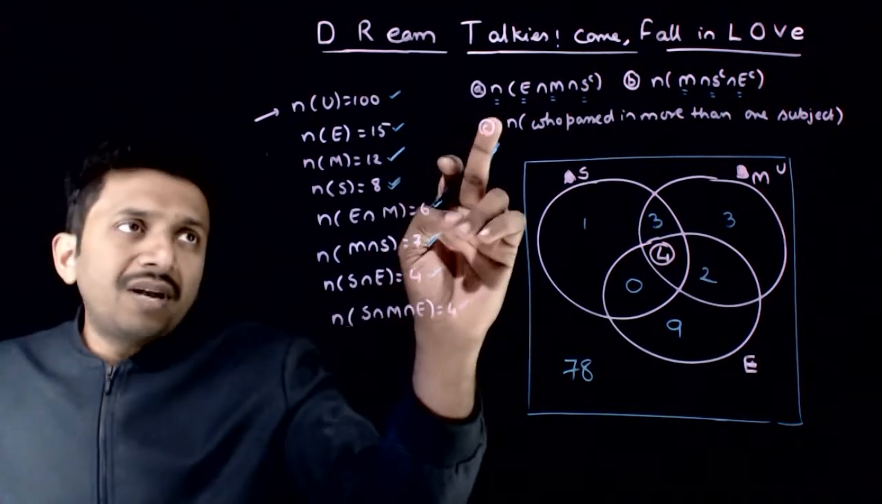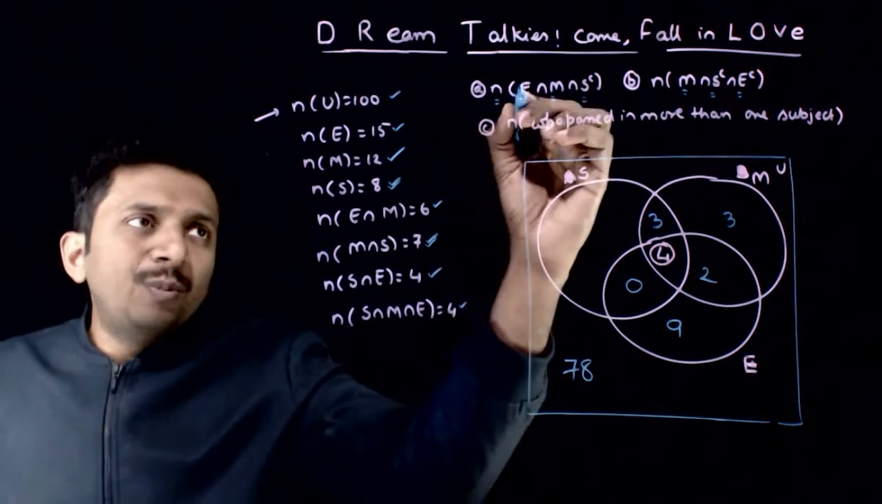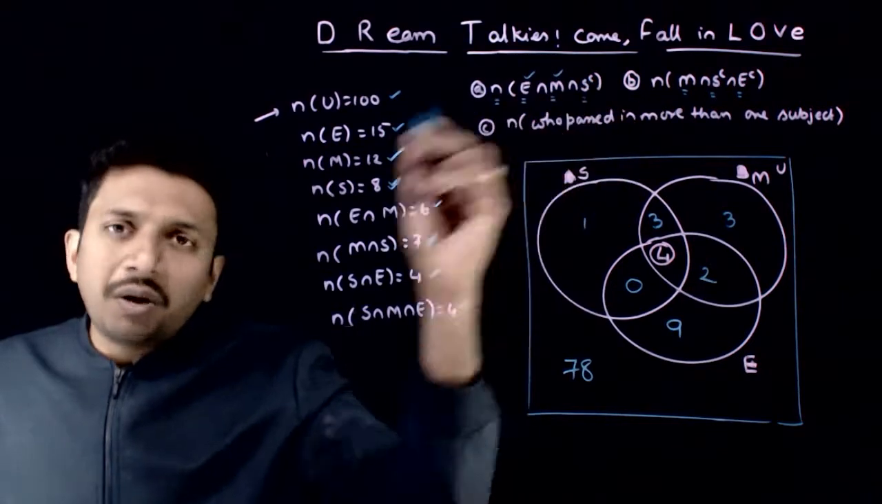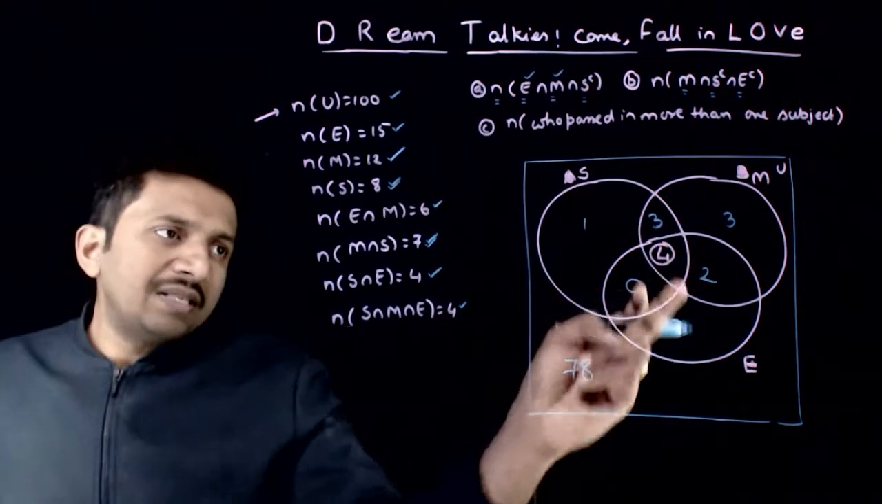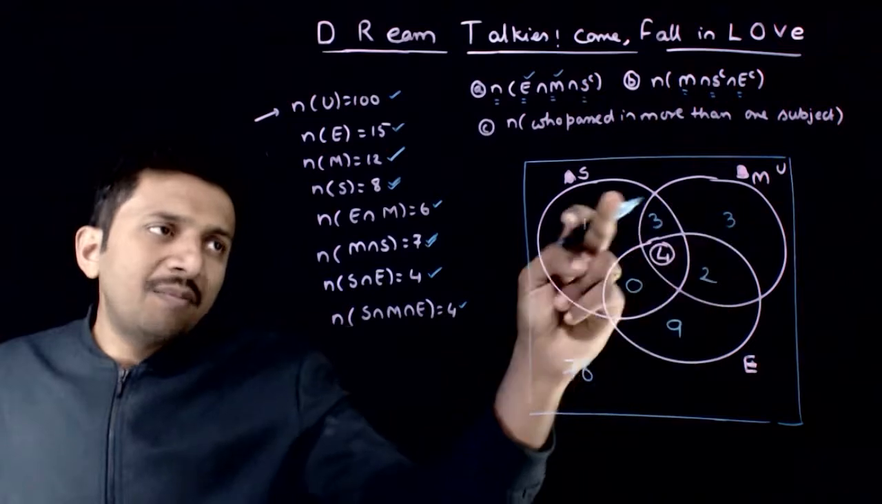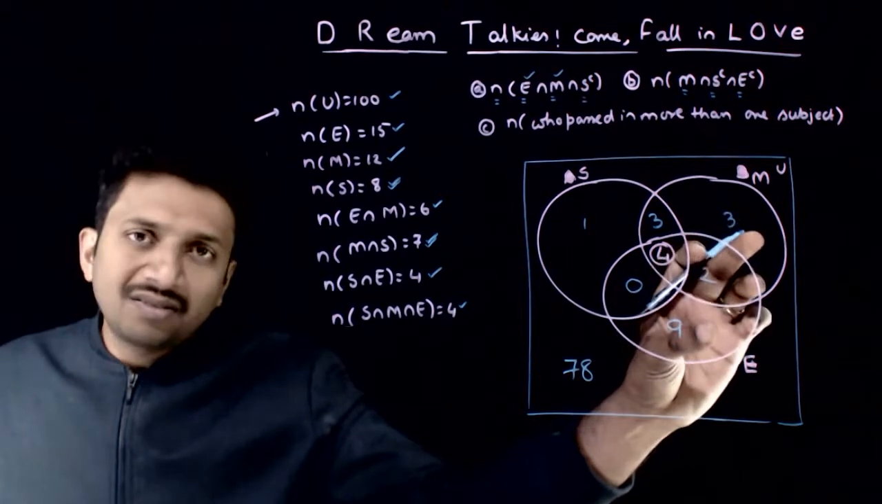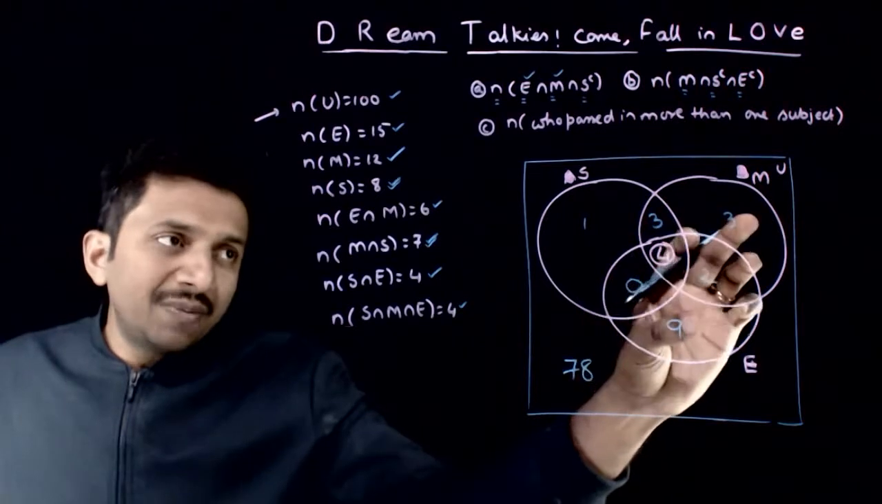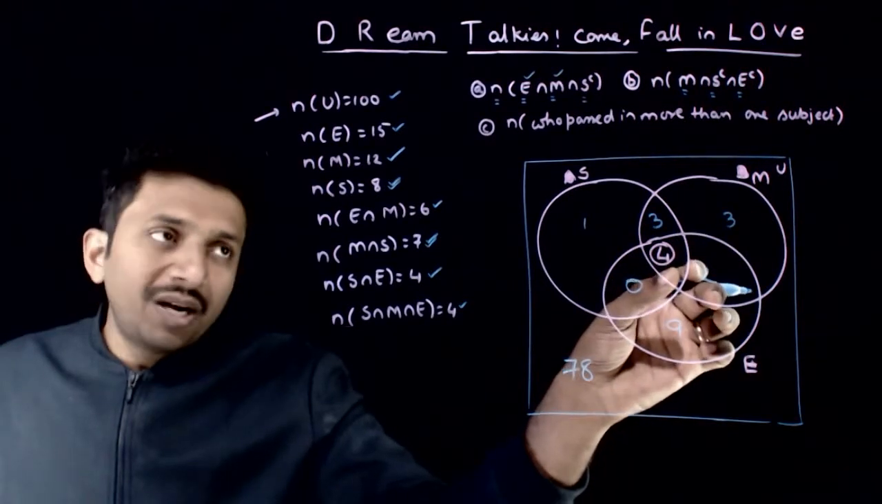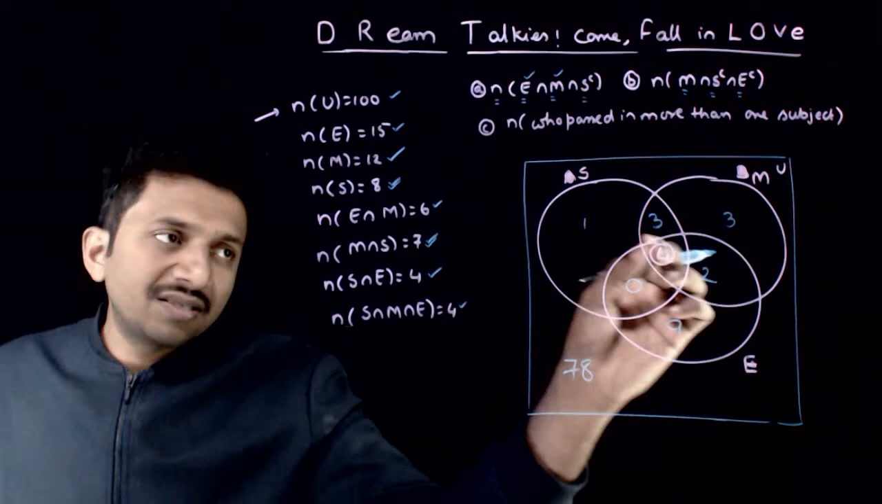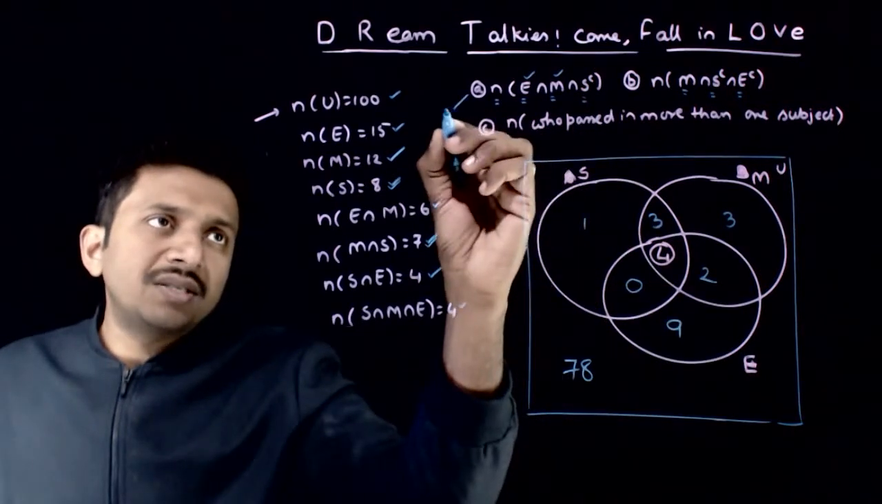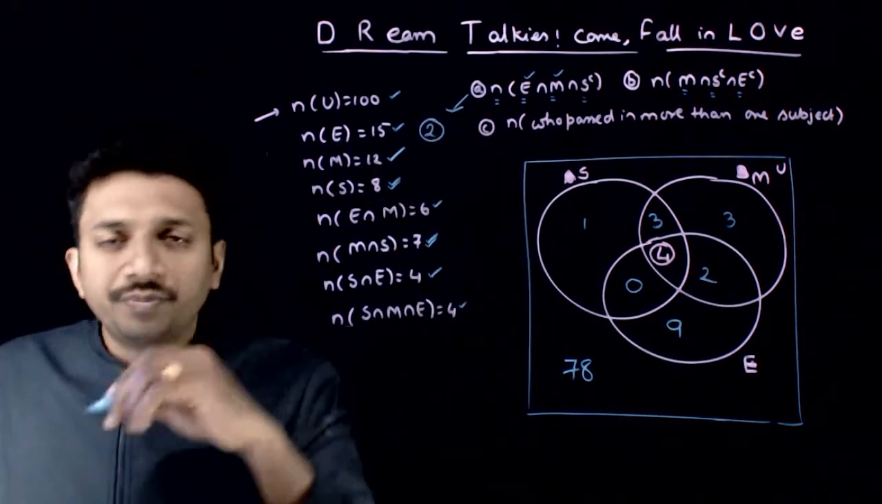So now you're asked to find the number of students who passed in English and maths but not in science. That means just English and maths. So English and maths you have 6 students total. But I don't want the students who passed in science. So you have 2 students. So this answer is 2.